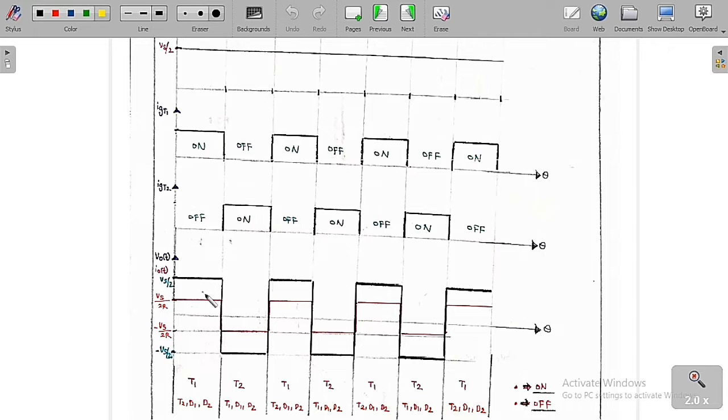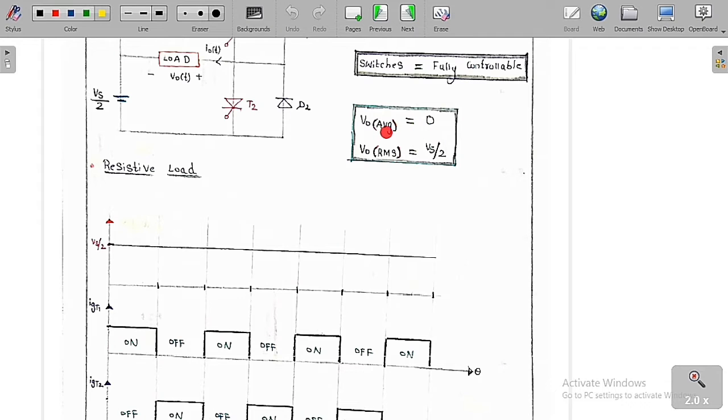You can see clearly from this diagram that the average value of the output voltage is equal to 0, whereas the RMS value of the output voltage is equal to Vs by 2.